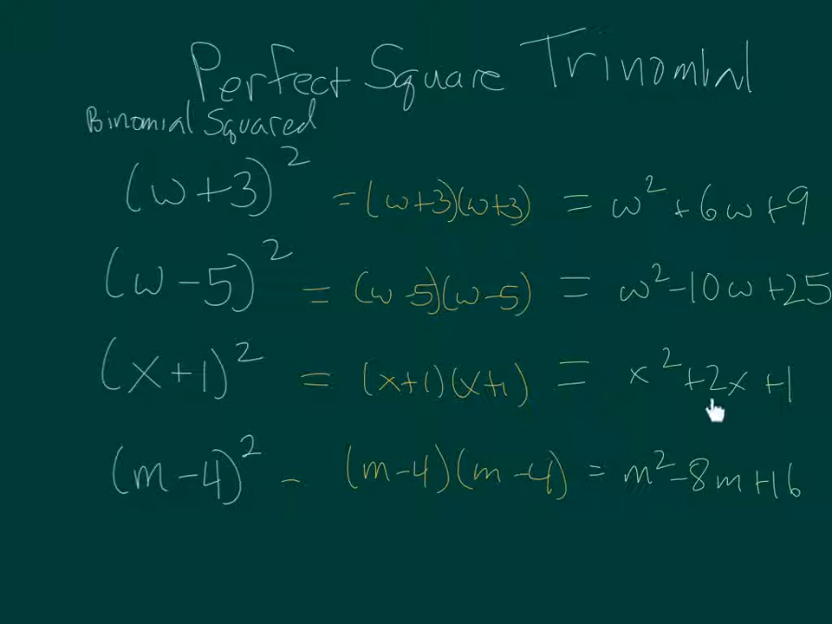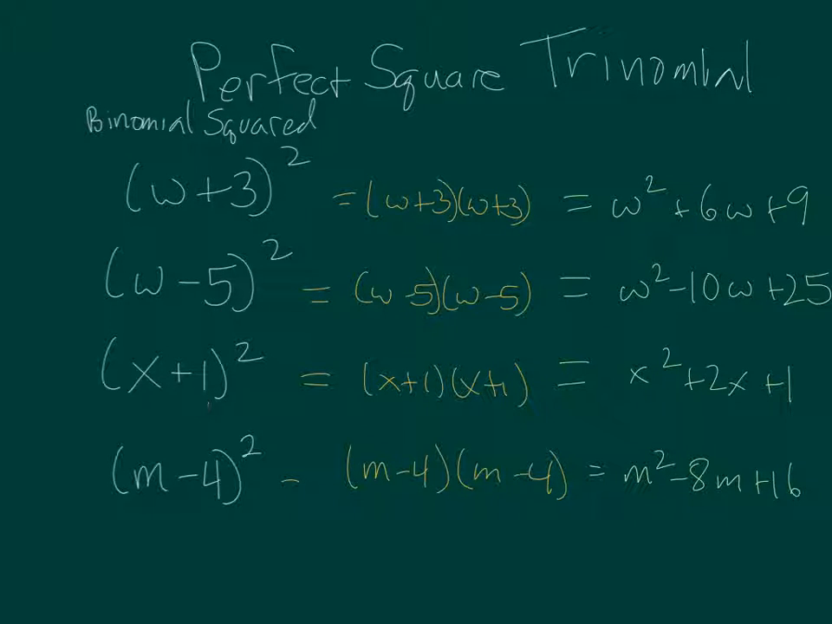It's true for every single one of these. This number, if I take half of it and square it, I get 1. Half of negative 8 squared is 16. And that's how we get to look at something and tell if it's a perfect square trinomial. If half of this term squared equals the last term, and the lead coefficient is 1, then we have a perfect square trinomial.